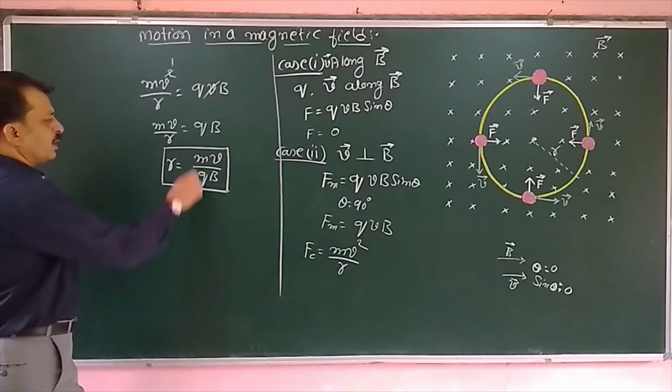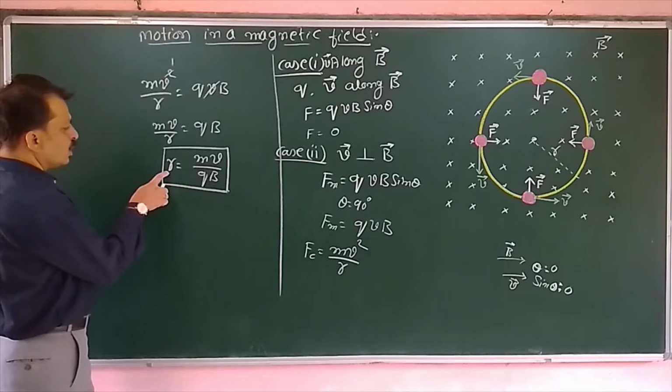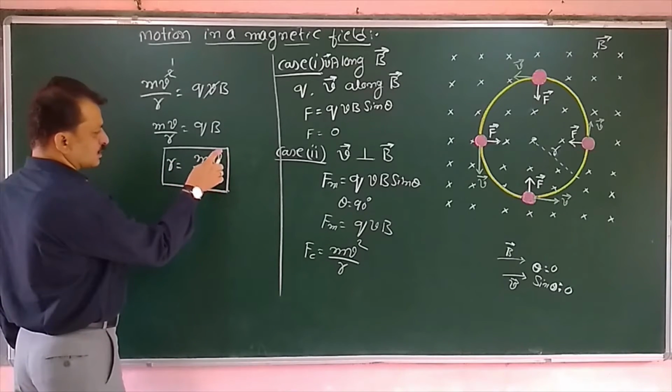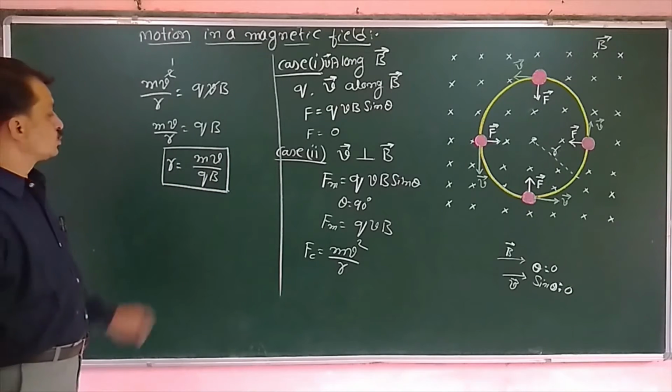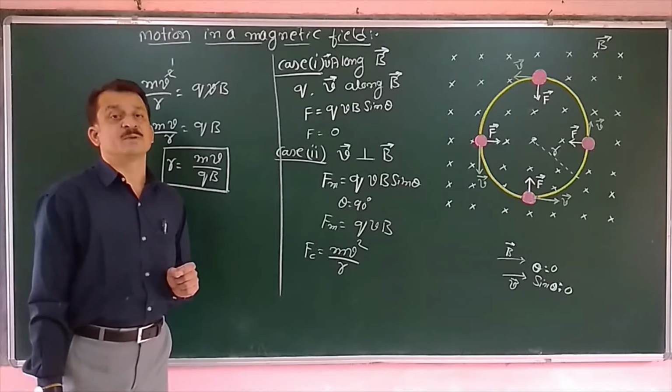Okay. Now m into v, call it momentum. It is obviously momentum. Therefore, radius is directly proportional to the velocity or the momentum, but inversely proportional to the charge. We should remember this one while solving some competitive examination problems.